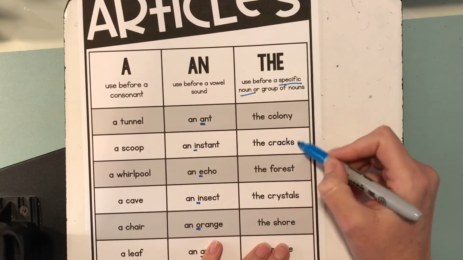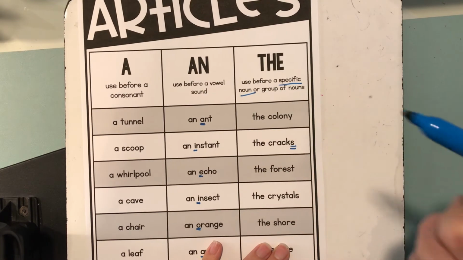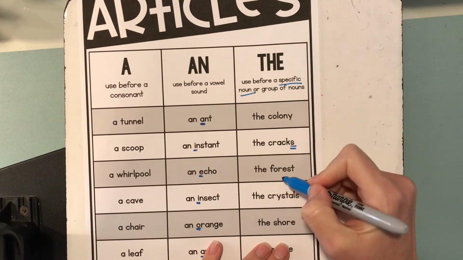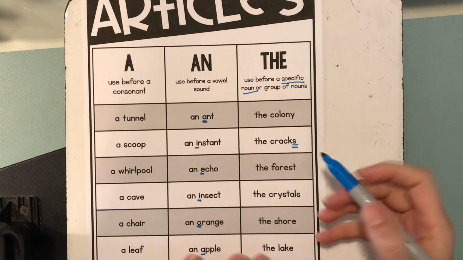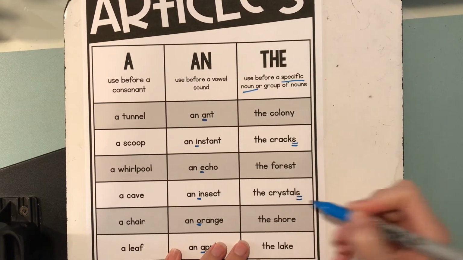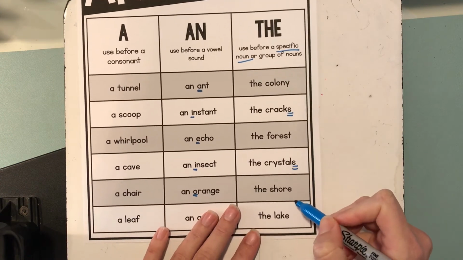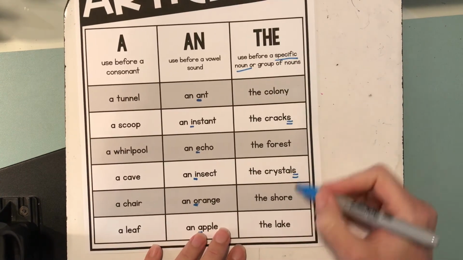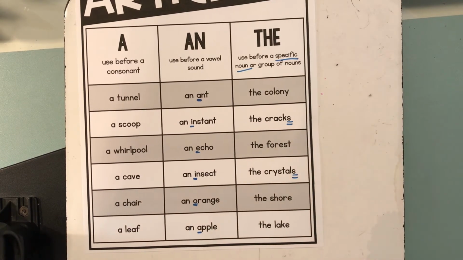So the cracks means there's more than one because it has an S at the end. All of you guys know that S means more than one, right? And forest. Forest is a group. The forest is big, right? Crystals. More than one. So the crystals. The shore. The lake. Okay, so all of these will go before the noun.